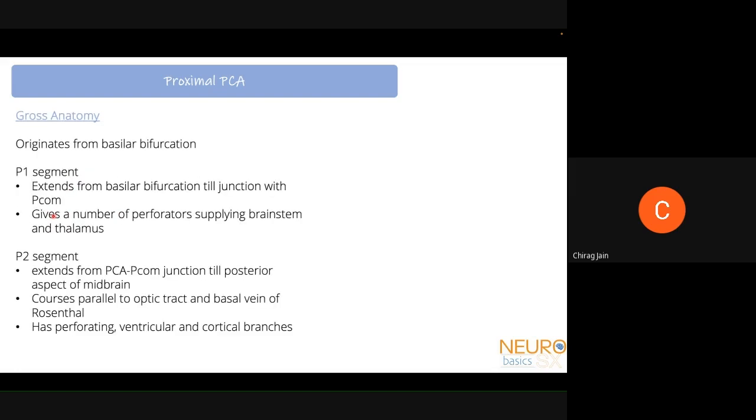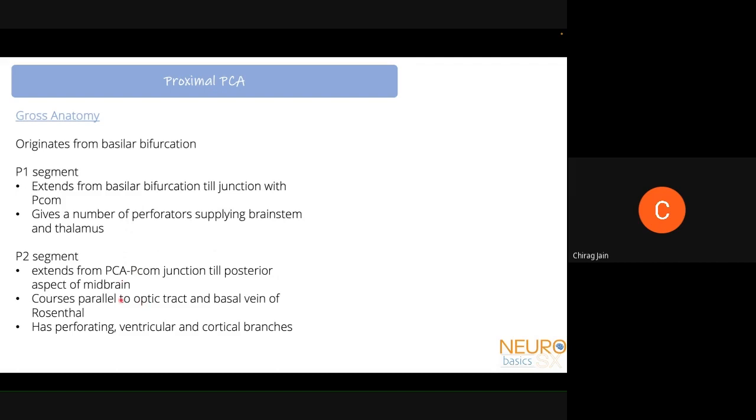Coming to the gross anatomy of the proximal PCA, it originates from the basilar bifurcation, and the proximal PCA is divided into the P1 and the P2 segment. The P1 originates at the basilar bifurcation and runs up till its junction with the PCOM, and it gives rise to a number of perforators, which predominantly supply the nearby structures, that is the brainstem and the thalamus. The P2 segment, on the other hand, extends from the PCOM junction up till the posterior aspect of the midbrain throughout the ambient cistern.